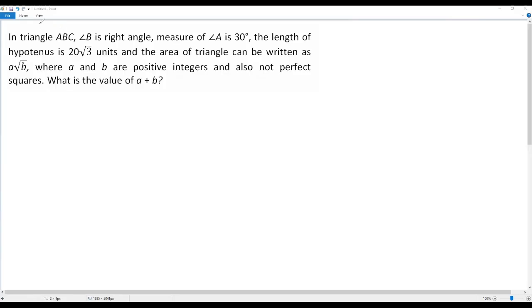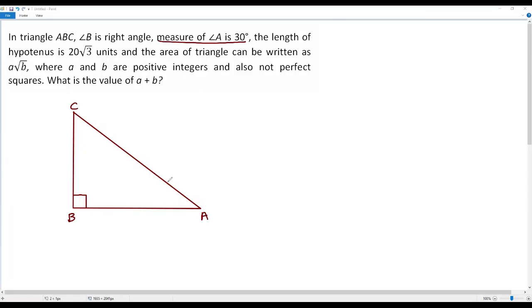First, let me draw a right triangle. Since angle B is a right angle, we can take the vertex B over here, A over here, and C over here. And we have the measure of angle A, that is 30 degrees. So the measure of the interior angle at the vertex A is 30 degrees. What must be the measure of this interior angle? It must be 60 degrees, so that the three interior angles of this triangle will add up to 180 degrees.